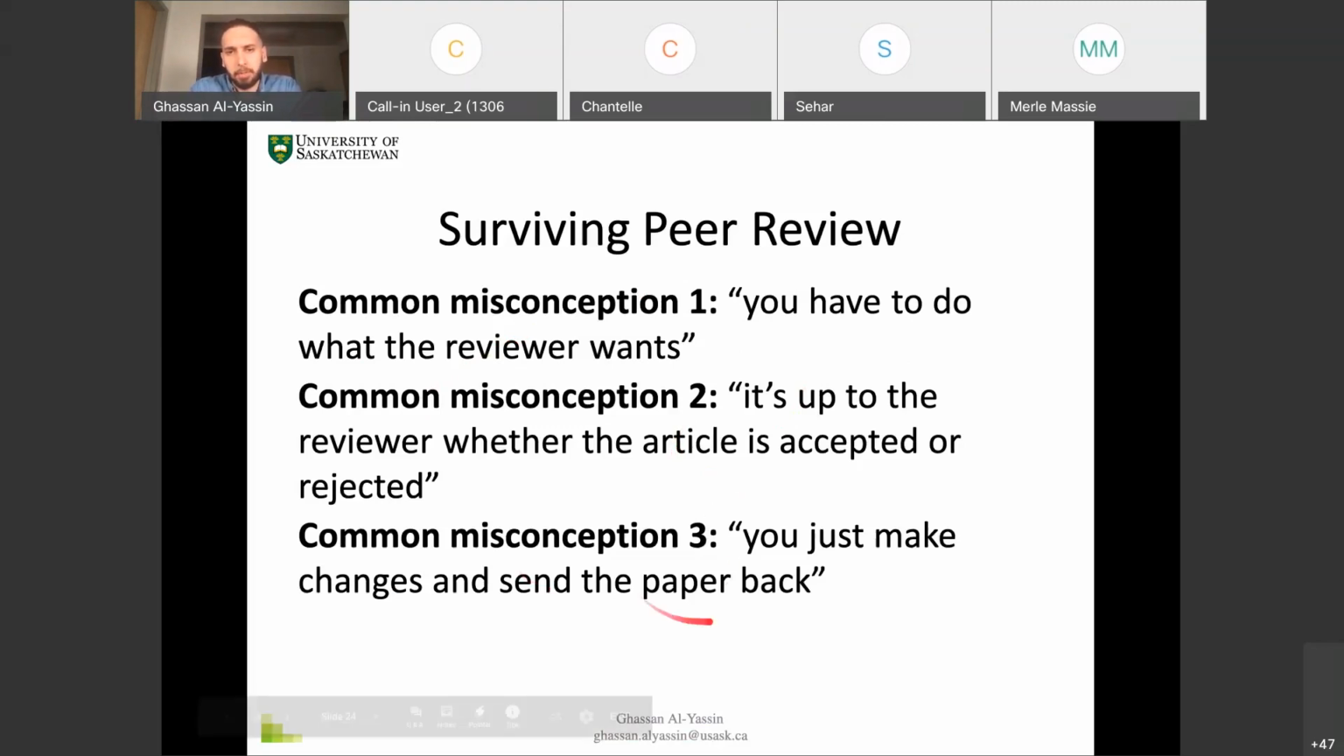The third misconception is you receive comments, you make the changes in the document, and then you send the document back, and that is it. That's the peer review process. That's actually not the case. Okay, so again, we'll talk more about it.